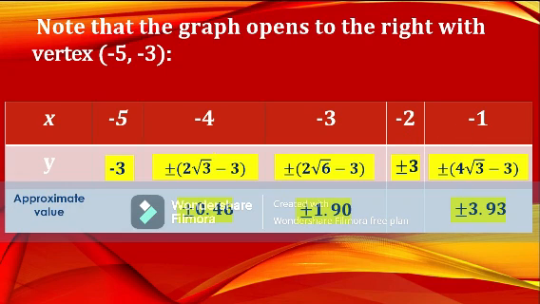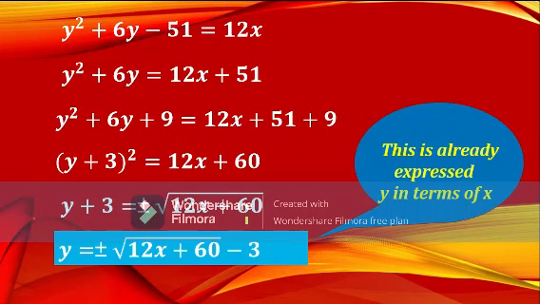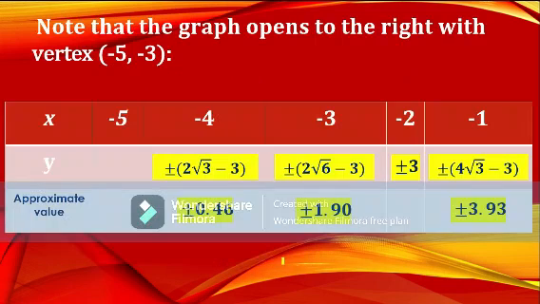Okay, so you might be wondering why I didn't show the solution for this, because we're done already. All you have to do here is just simply substitute the value of x here. So if x is negative 5, you write here 12 times negative 5 plus 60. Then get the square root, then minus 3. So that will be your value of your y. So the answer is negative 3. Same is true with this one. Okay? So make sure to place plus and minus, because that is positive and negative. This is a parabola. So we'll have 2 values for y for every 1 value of x.